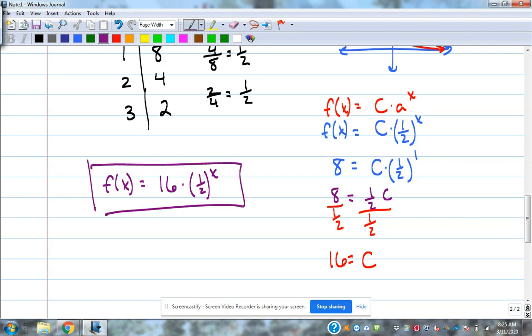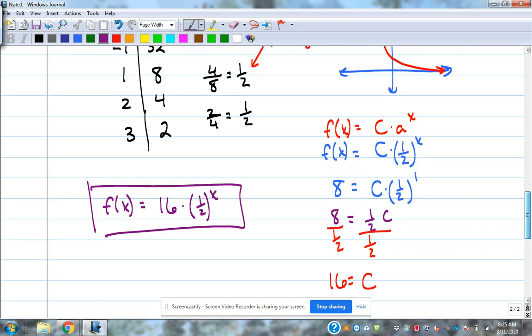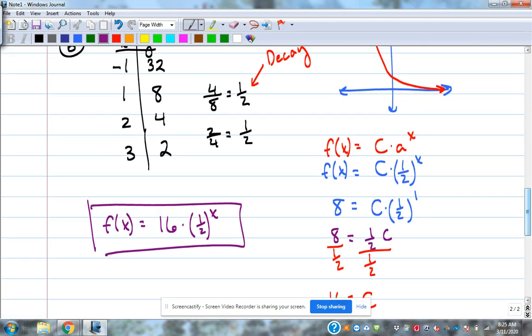Does it make sense that 0, 16 would fit into that ordered pair set? Yeah, because 2 is half of 4, 4 is half of 8, 8 is half of 16, and 16 is half of 32. It follows that pattern, so it's not too difficult.